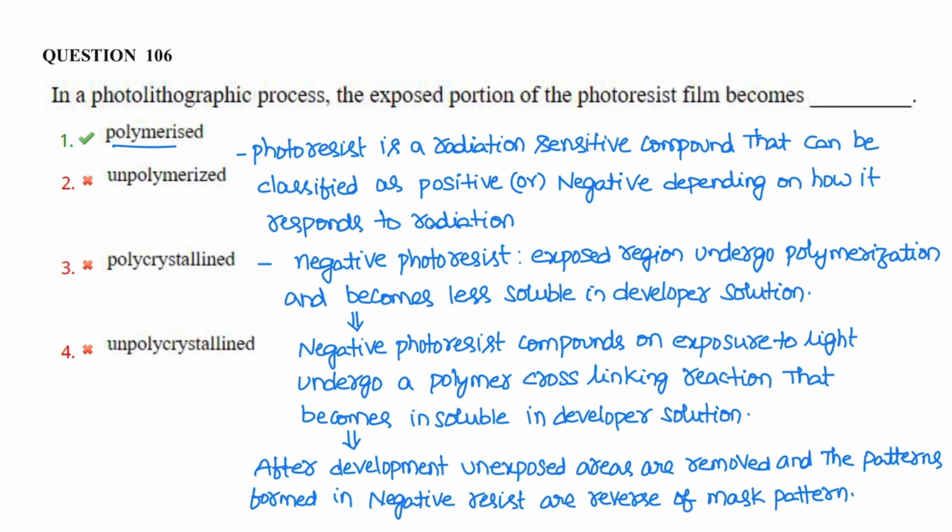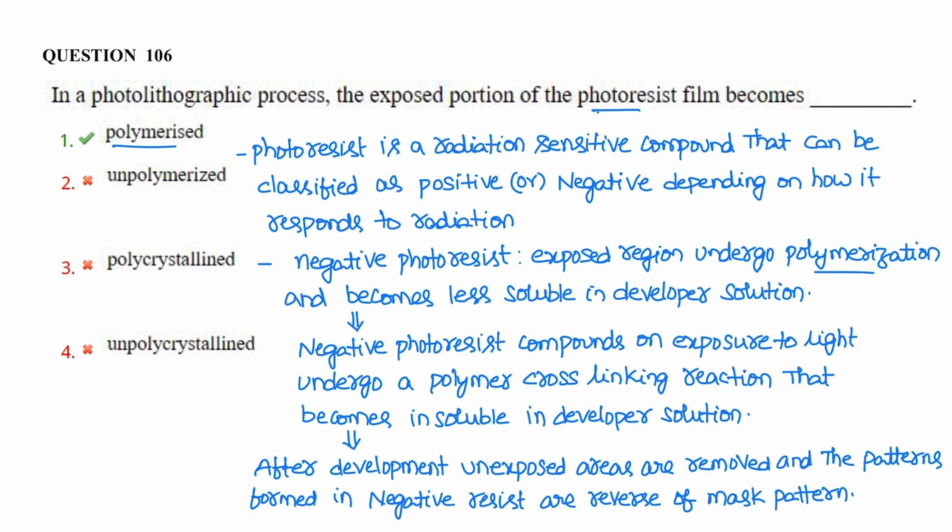Photoresist is a radiation-sensitive compound; here they have given a photoresist film. It can be classified as positive and negative photoresist depending on how it responds to radiation. In negative photoresist, the exposed region undergoes polymerization and becomes less soluble in developer solution.